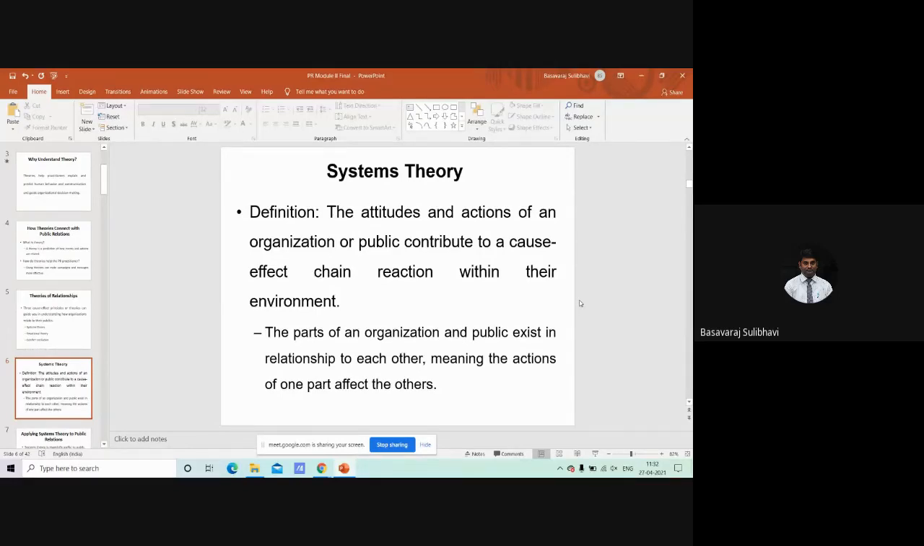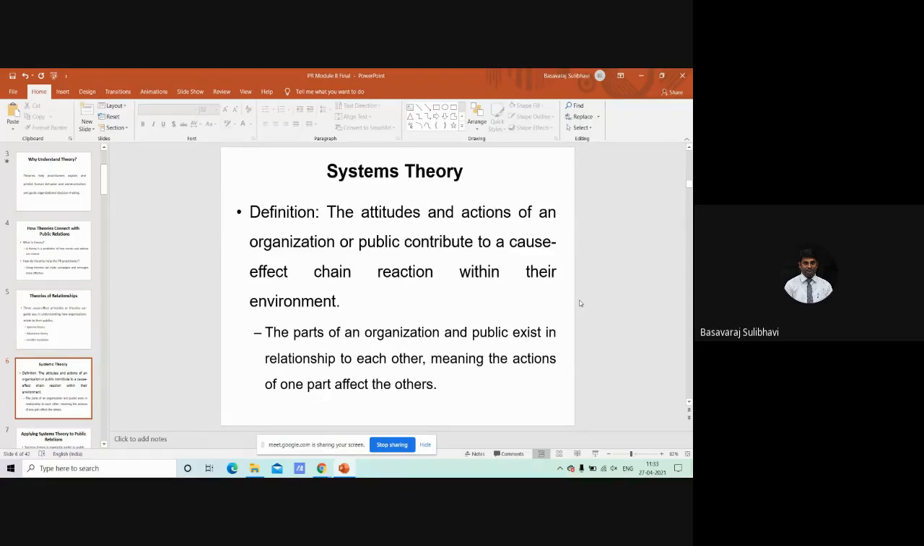Fine. So we have something called systems theory. If we want to define it, it says that the attitudes and actions of an organization or a public contribute to a cause and effect chain, a chain reaction within the environment. To make it more simple, this depends on something like a give and take, a two-way type of activity which happens between the organization and the public.